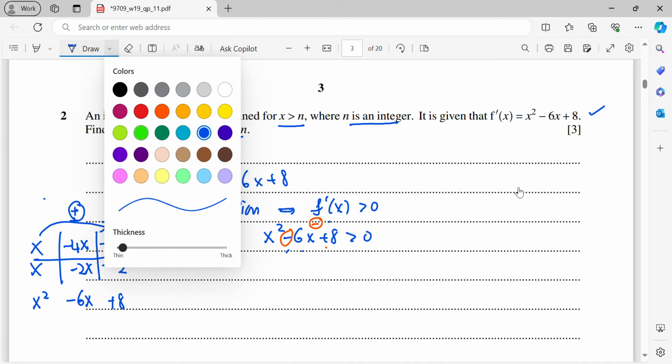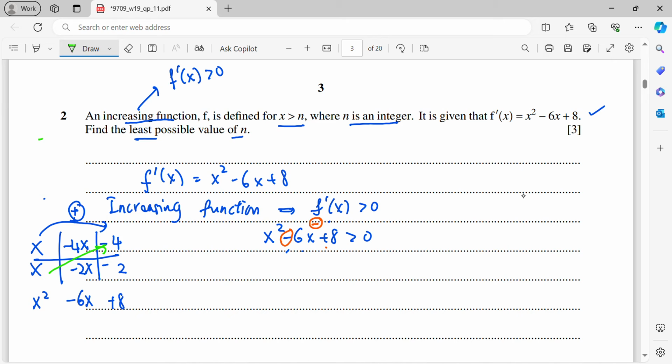So for the factorization, just cross multiply. This is the manual factorization. Otherwise, you can just press your calculator, get the roots, then from the roots you change to factors. So here I get x minus 4 and x minus 2 greater than 0.